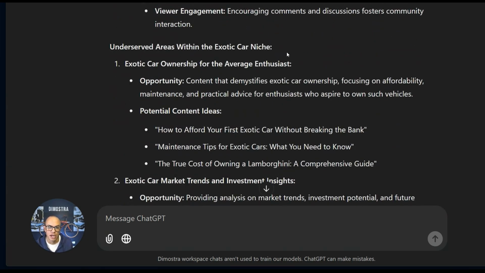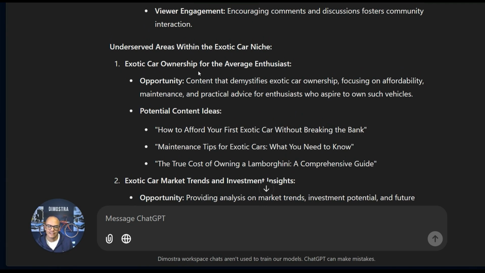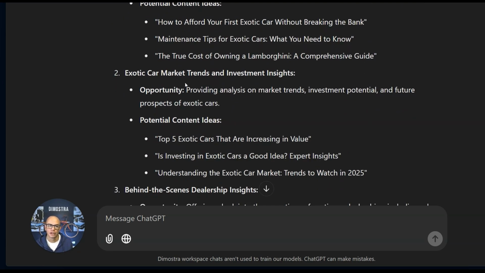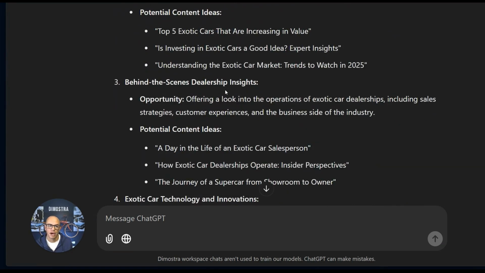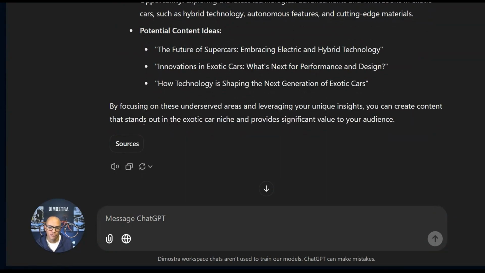Underserved areas within the exotic car niche. Now this is cool stuff. Exotic car ownership for the average enthusiast. It's probably underserved because it doesn't really exist. Potential content ideas, how to afford your first exotic car. It's great. Exotic car market trends and investment insights, behind the scenes dealership insights, exotic car technology and innovations. By focusing on these underserved areas and leveraging your unique insights, you can create content that stands out in the exotic car niche and provides significant value to your audience. Okay, this is all great stuff.